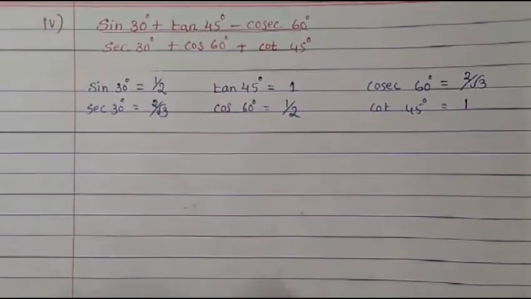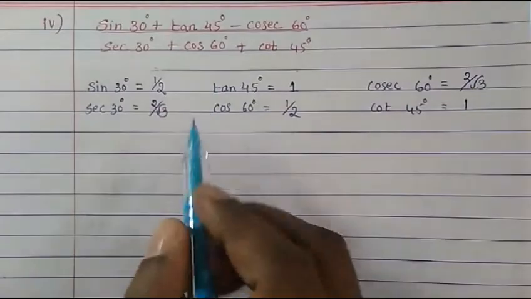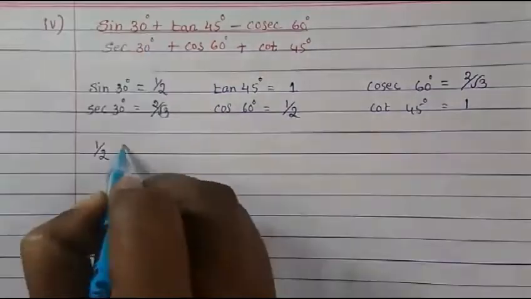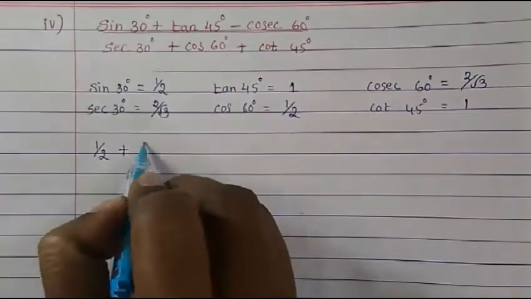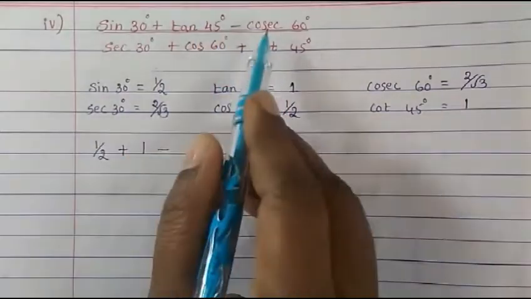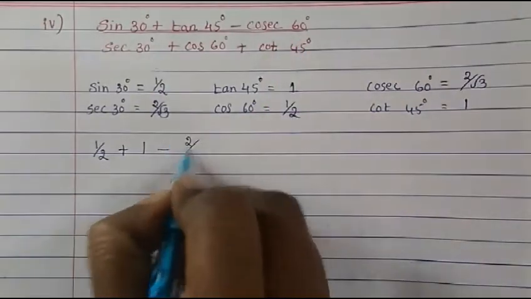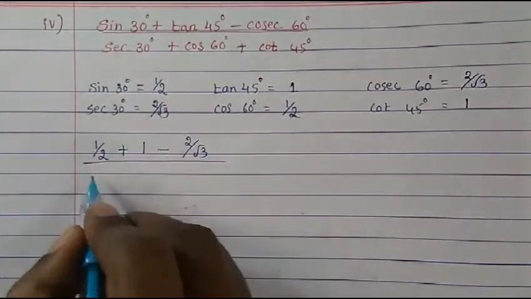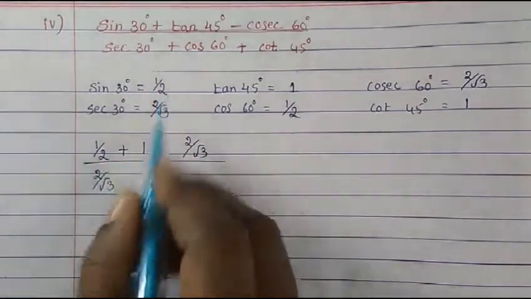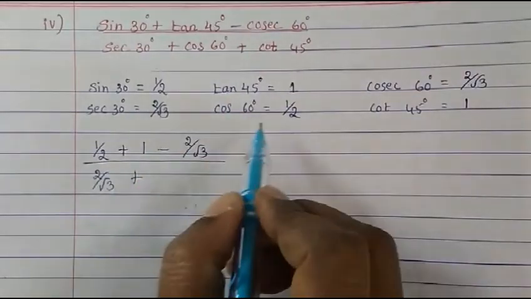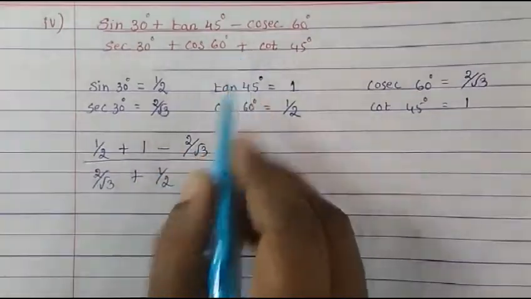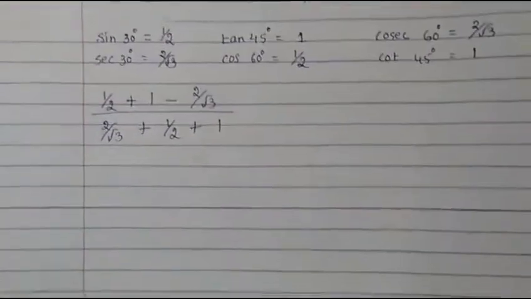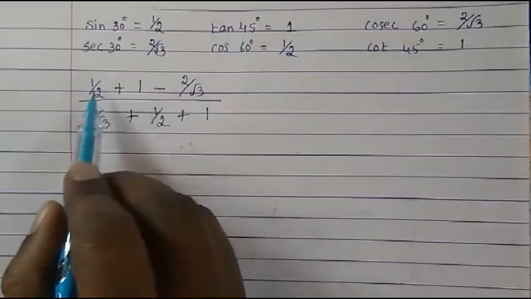Now we have to just solve it. Put the values here and solve it. So sine 30 is 1 upon 2 plus tan 45 is 1 minus cosec 60 is 2 upon root 3, then sec 30 is 2 upon root 3 plus cos 60 is 1 upon 2 plus cot 45 is 1. So let's solve now.